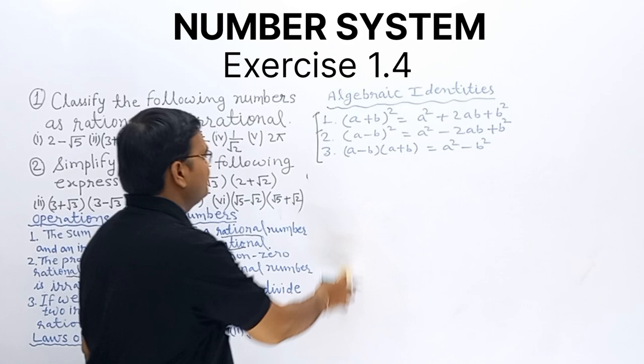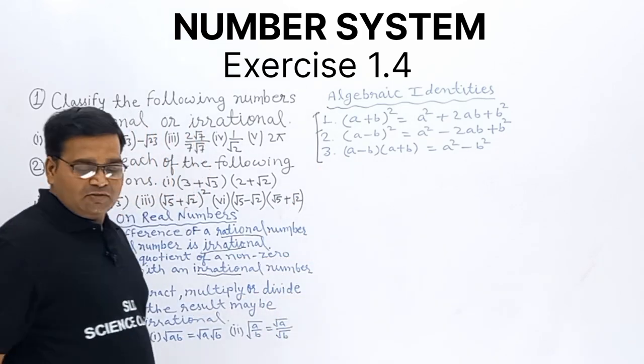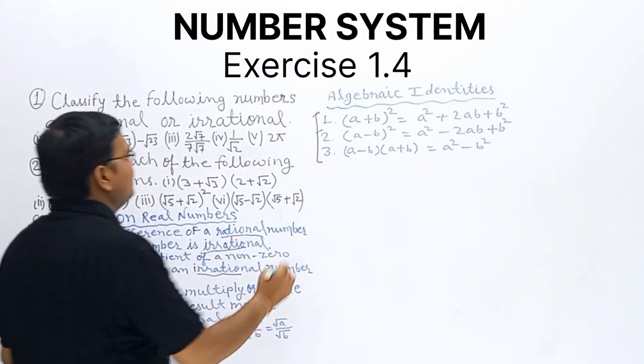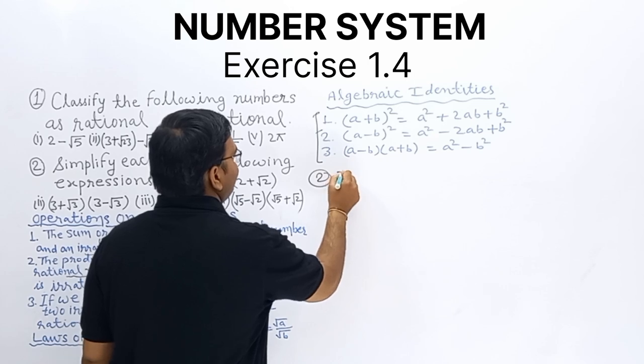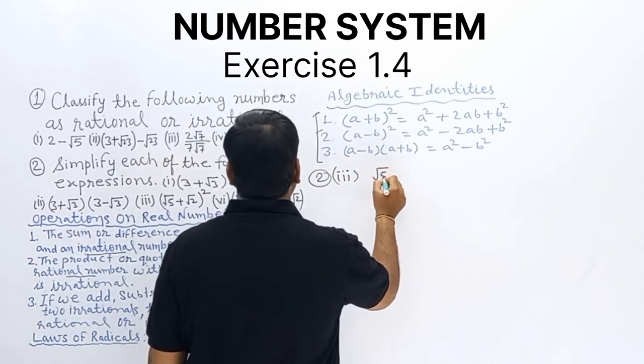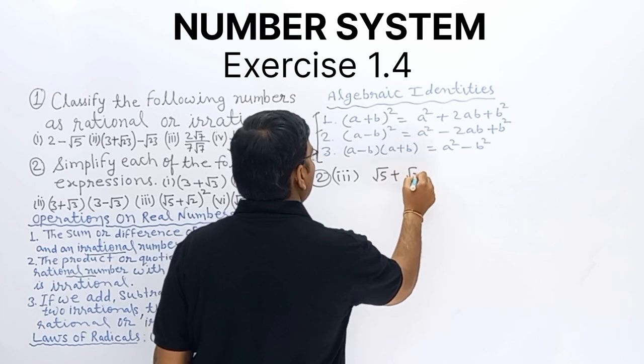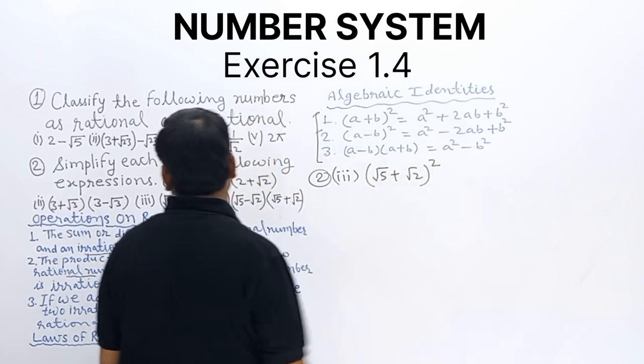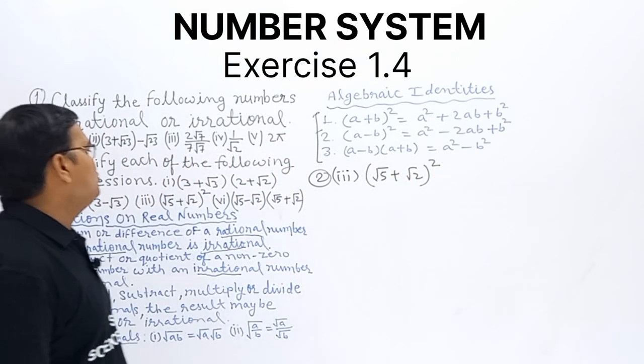Question number 3 of question second. What is the question? (√5 + √2) whole square. And what will be its solution we want?